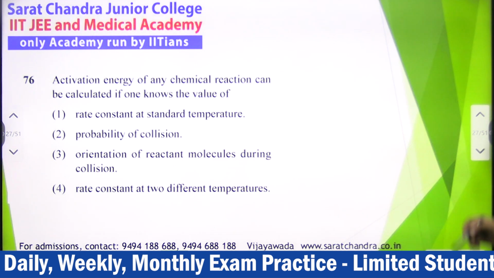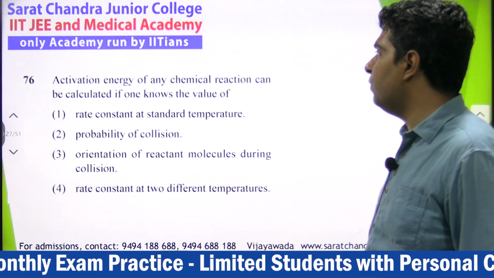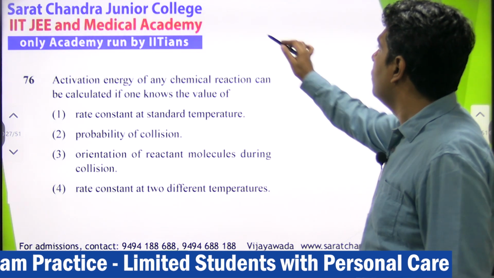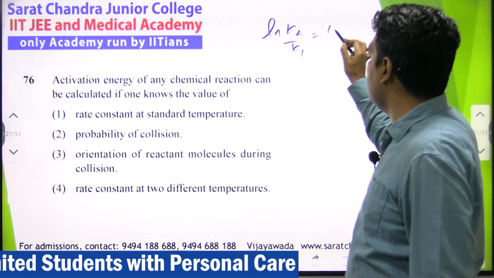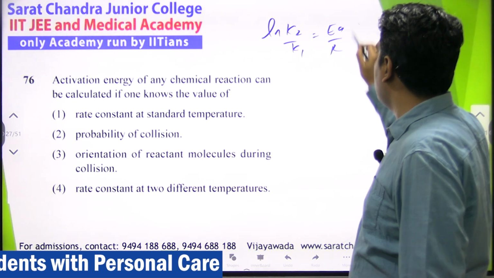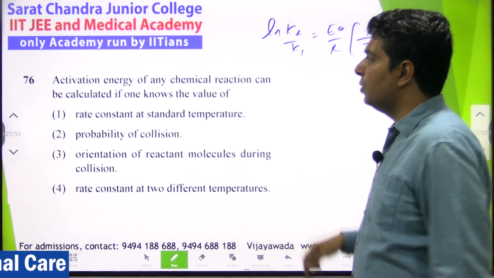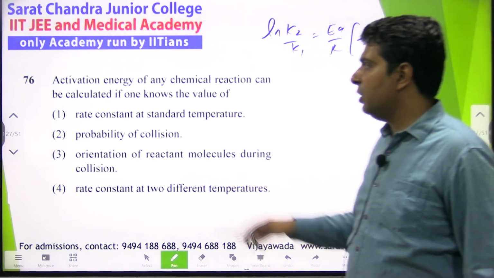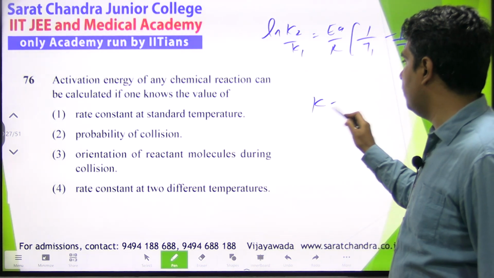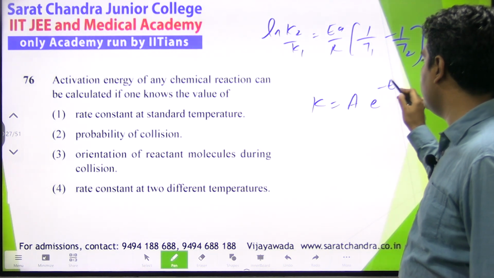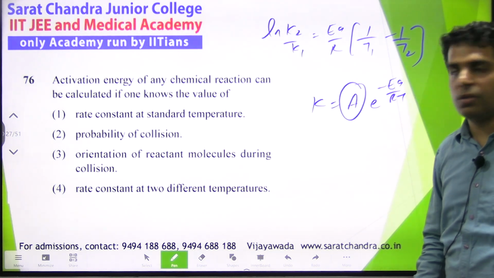Next question. The activation energy of any chemical reaction can be calculated if one knows the value of... So this formula you must have studied: ln K2 by K1 is equal to Ea by R times (1 upon T1 minus 1 upon T2). So if you know the rate constant at a standard temperature, you cannot find out activation energy. Even if you know the value of rate constant at a fixed temperature, you cannot find out activation energy unless you know the value of the Arrhenius constant.